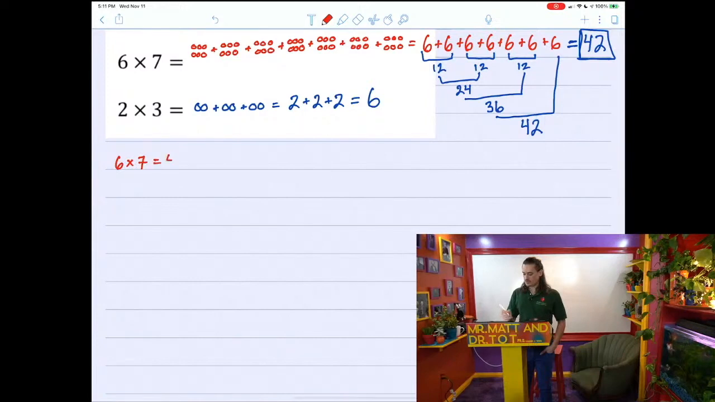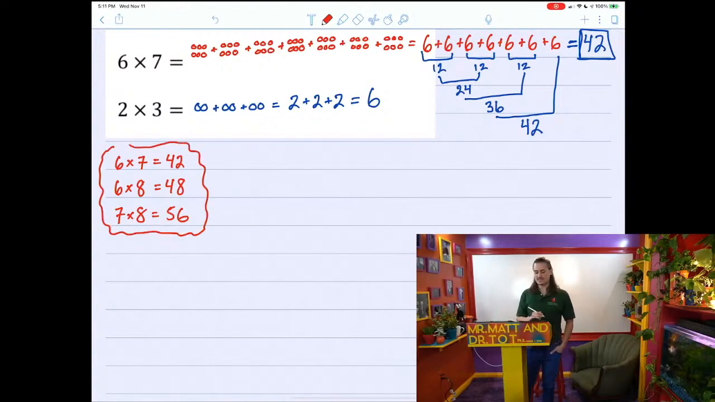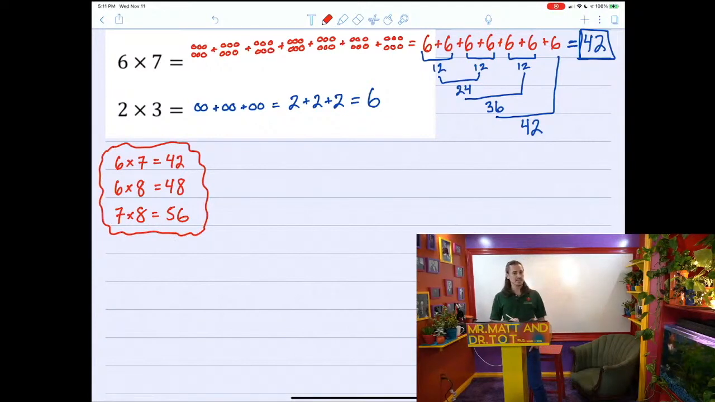I'm going to write out three multiplication facts that you should really work hard on memorizing. These are the three hardest, in my opinion, of one-digit numbers, one-digit products. So if you memorize these three, they're really the ones that get a lot of students. So 6 times 7 is 42. 6 times 8 is 48. 7 times 8 is 56.